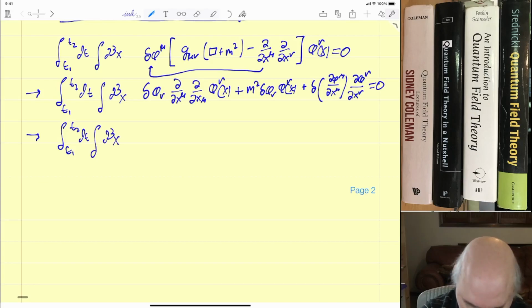Now here, again, I'm going to do another integration by parts by applying this to here. So it's going to give me a minus sign, partial of phi nu with respect to x mu. I'm sorry, and we have delta of that, partial of phi nu with respect to x mu. Now I'm going to write this. This is easy to see. Del phi nu. Sometimes I put in the argument x, sometimes I don't.